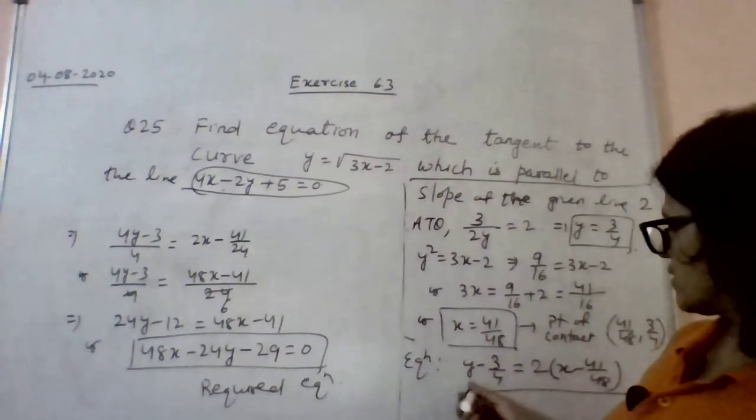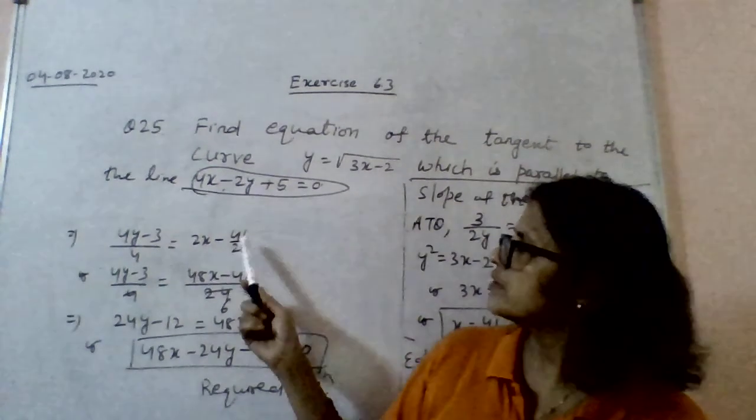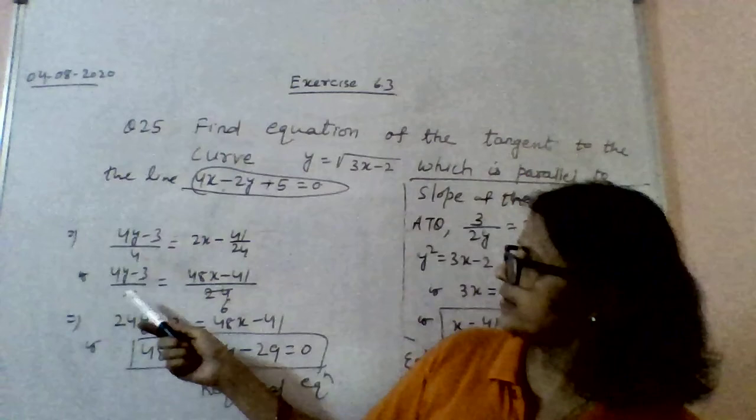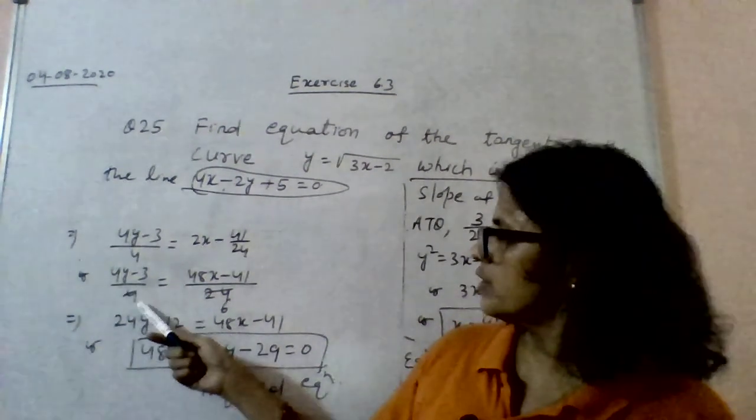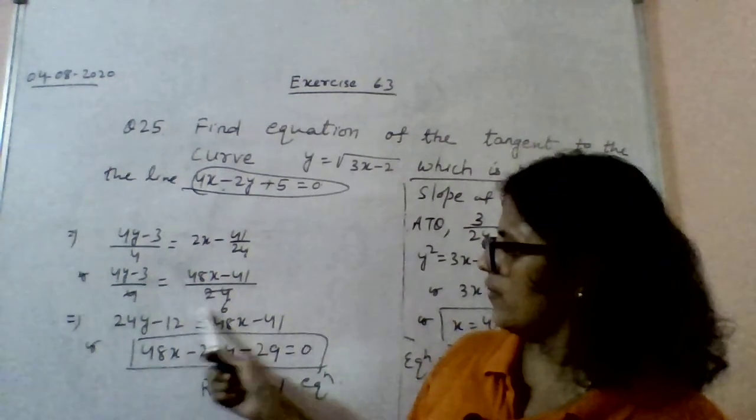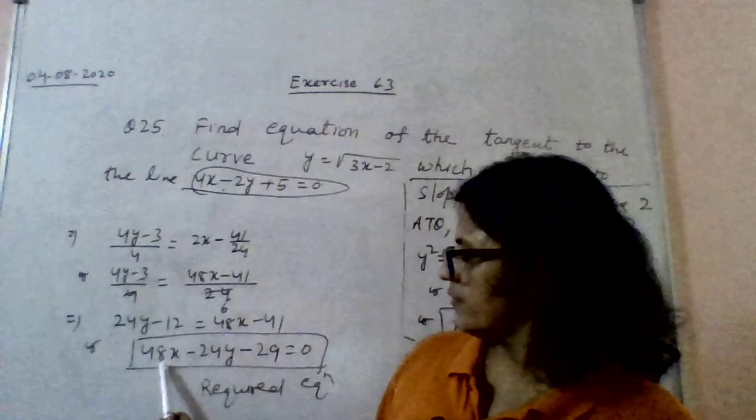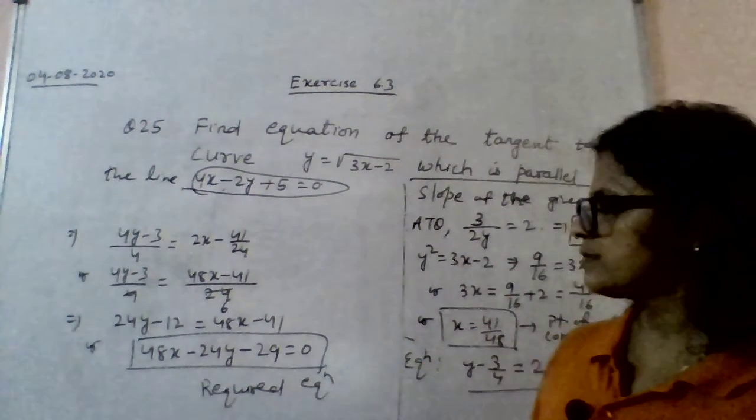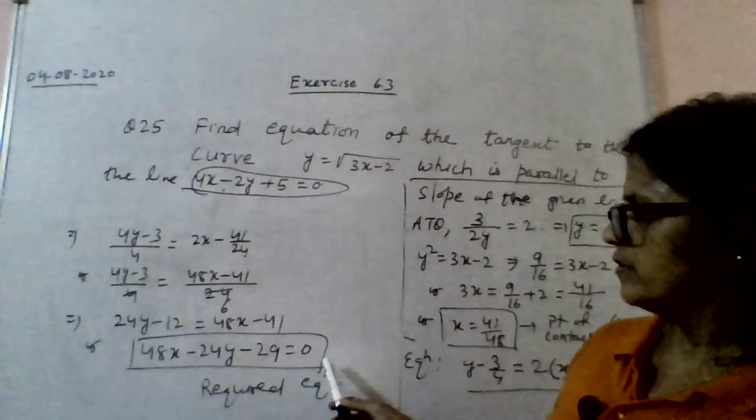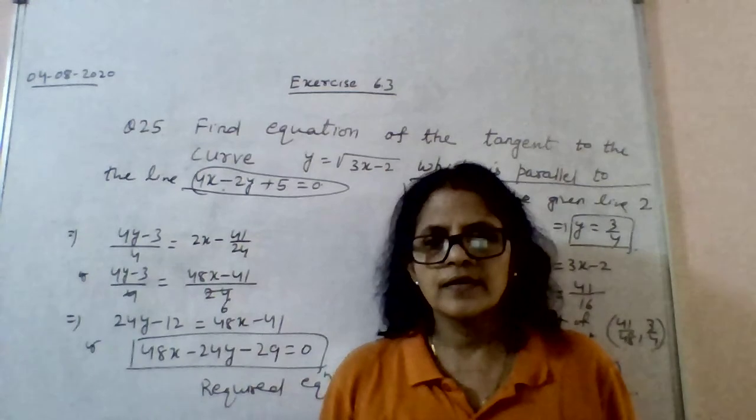So after simplification, you can see it is 4y minus 3 by 4 equal to 2x minus 41 by 24. Right? You can simplify like this. 4y minus 3 by 4 equal to 48x minus 41 by 24. Then you are getting the equation 48x minus 24y minus 29 equal to 0. Okay, so this is the equation of the required tangent.